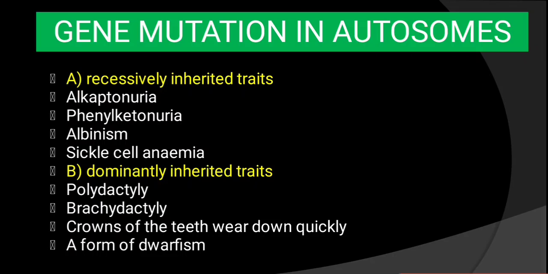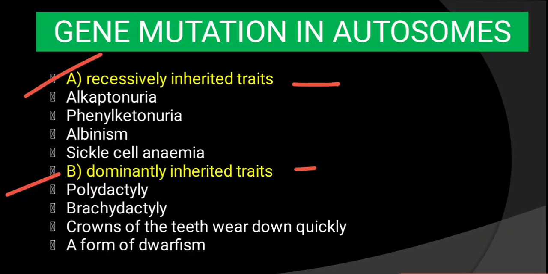Gene mutation in autosomes takes place in two ways, or we can say they are of two types: recessively inherited traits and dominantly inherited traits. Recessively inherited traits show their characteristics only when the condition is homozygous. Okay, focus on this. Only when the condition is homozygous do recessive genes show their characteristics.